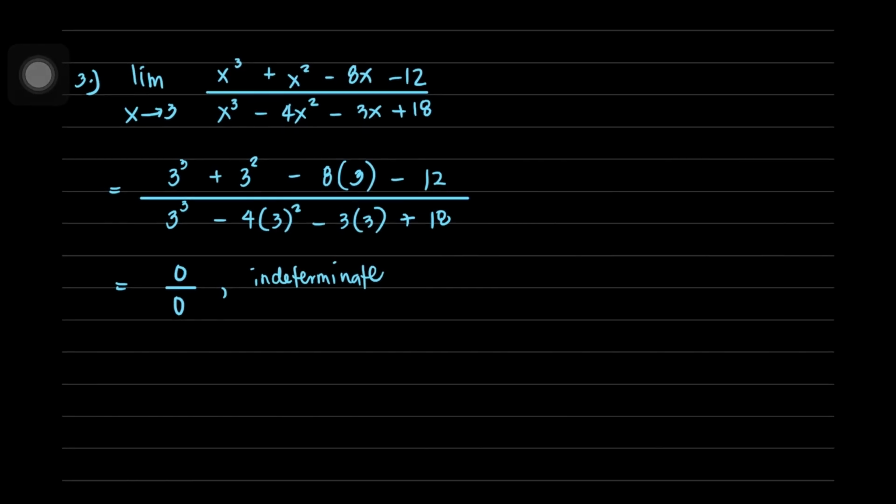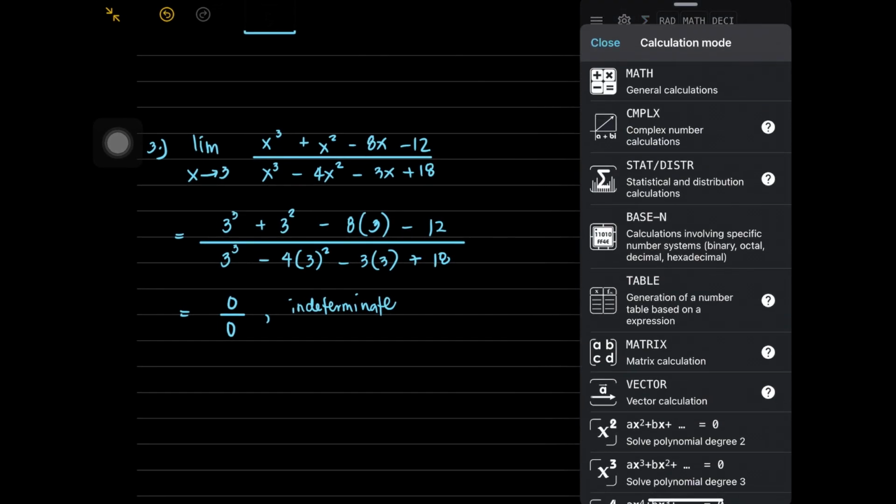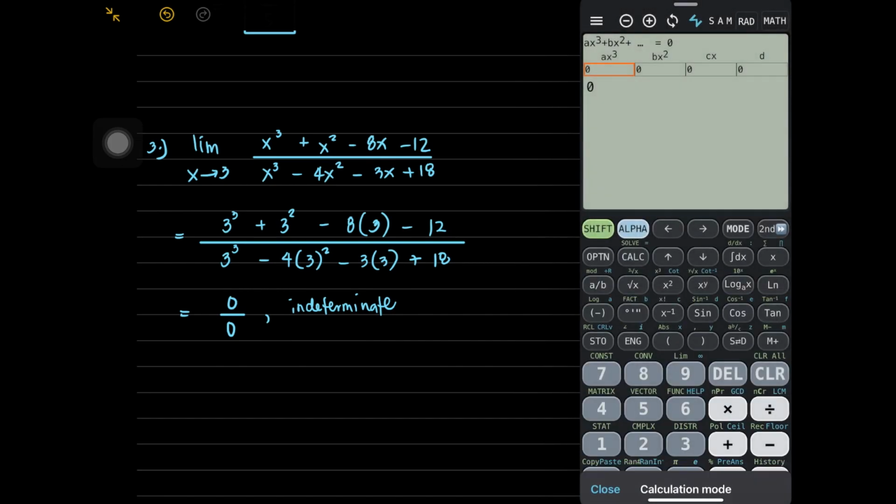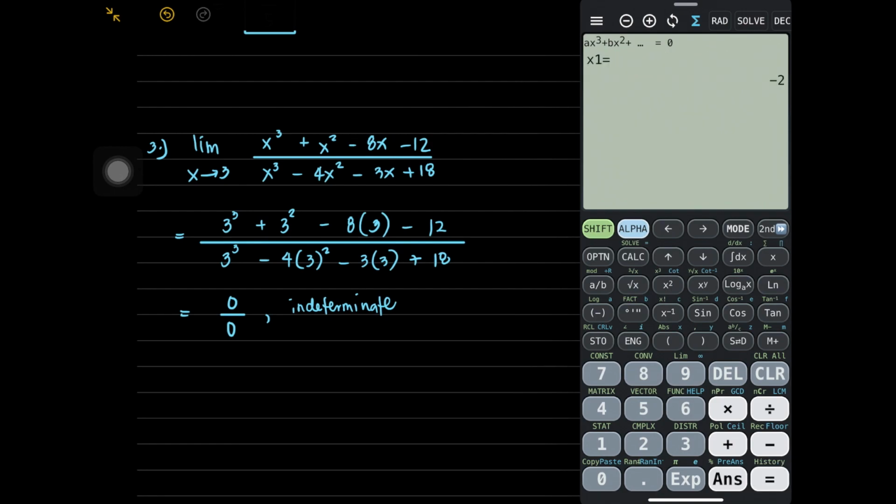You can bring out your calculator, check the mode, and go to polynomial degree of 3. Since the degree is 3, we can check if these are factorable. We're just going to input our coefficients here. The coefficient of x cubed on the numerator is 1, the coefficient of x squared is 1, the coefficient of x is negative 8, and the constant is negative 12. If we press the equal sign, we have x equals negative 2.